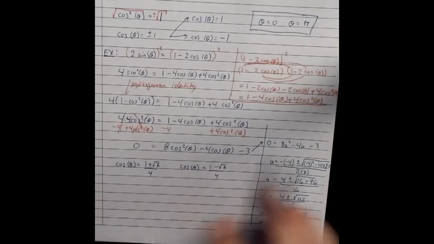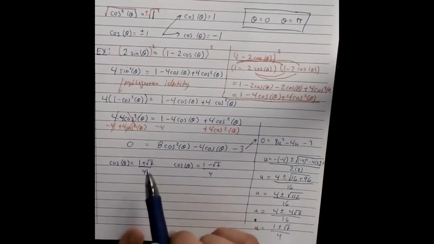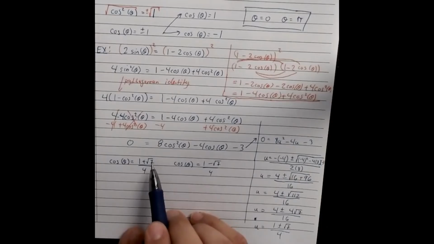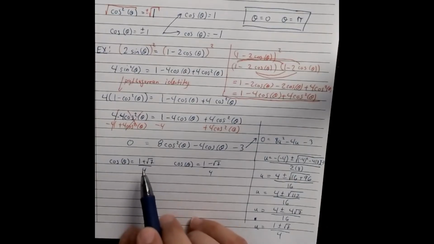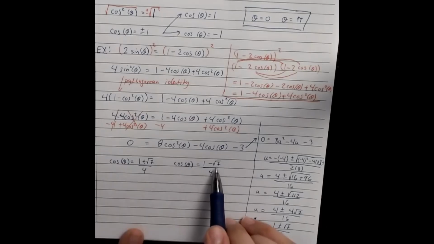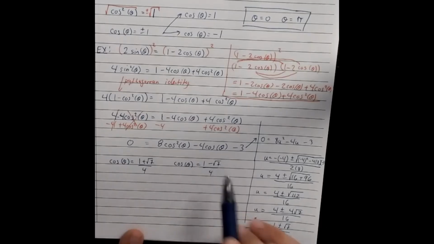Okay, here you could pull out a calculator, but it's not really necessary. We just need to know more or less what these are. Square root of 7 is 2 point something, plus 1 is 3 point something. 3 point something divided by 4, that's a positive point something. Okay, yeah, that's between minus 1 and 1. Same thing here. The square root of 7 is 2 point something.